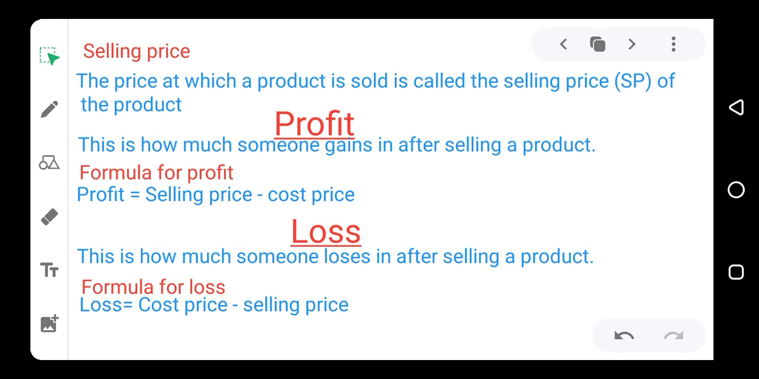The amount you bought something is called the cost price, and the amount you sold something is called the selling price. So how much did you buy it? 50 naira. And how much did you sell it? 30 naira. So your loss is equal to 50 minus 30, which gives you 20 naira. So you are losing 20 naira from it.